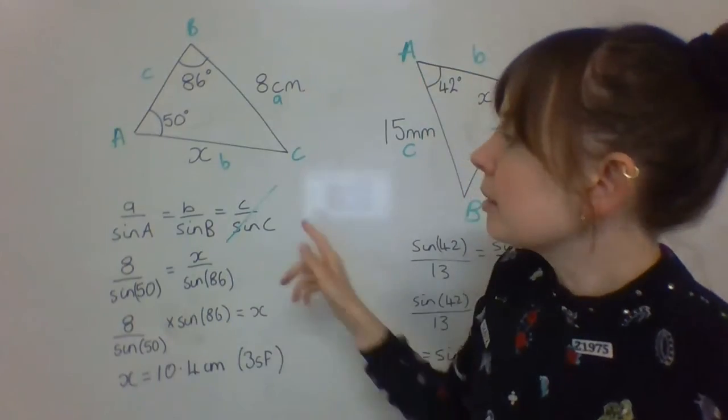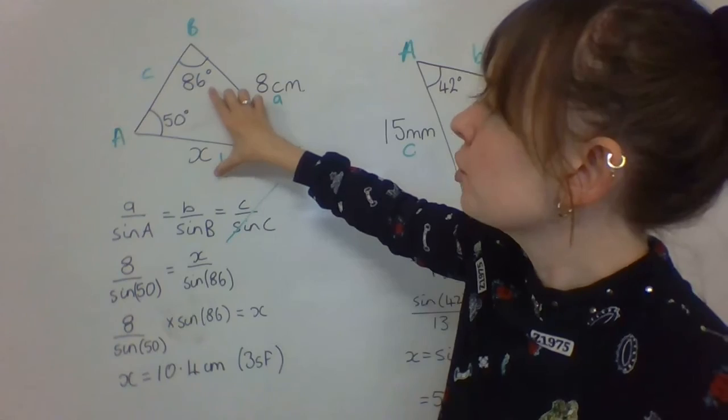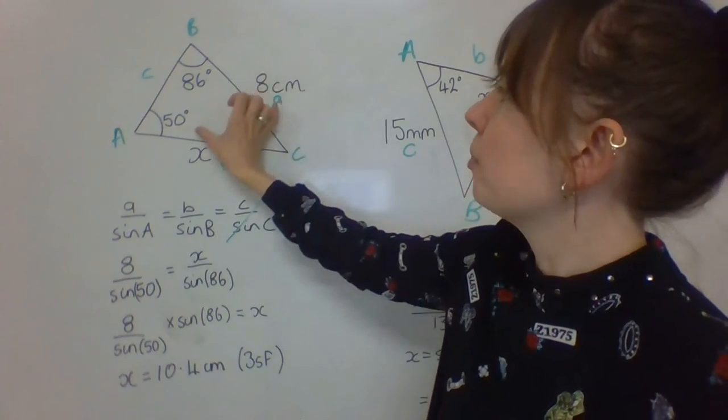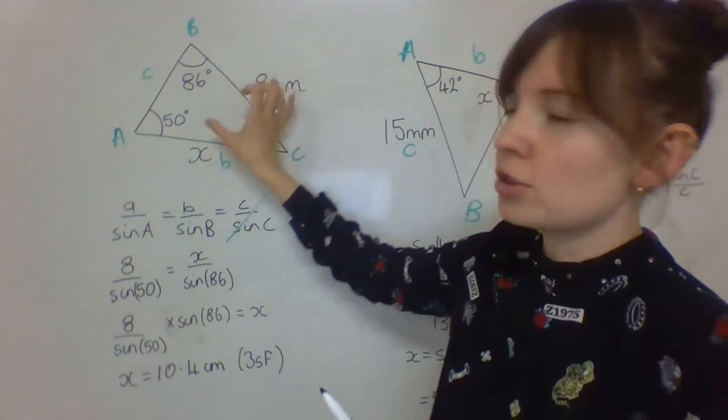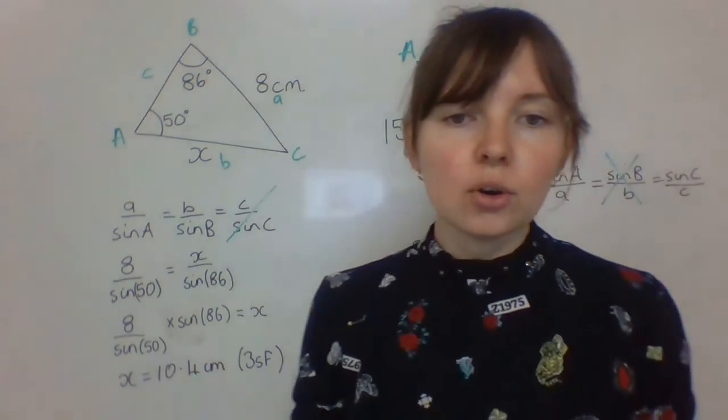And then in order to be able to use the sine rule, we need to make sure that we've got 2 pairs of angles and their opposite sides. And then out of those 2 pairs, we can be looking for 1 piece of information, so 1 length or 1 angle.